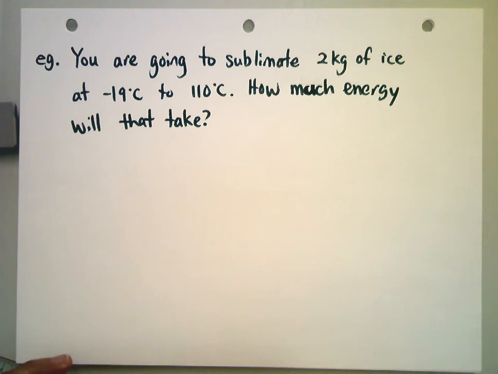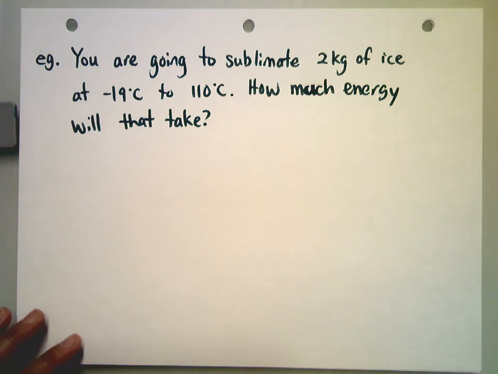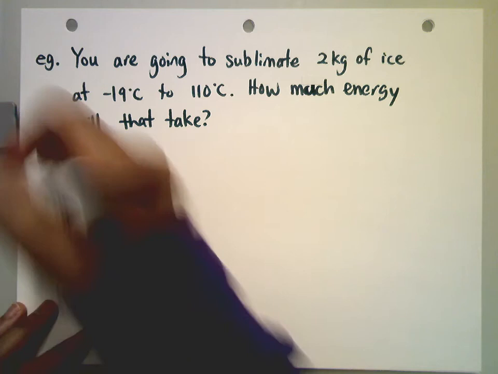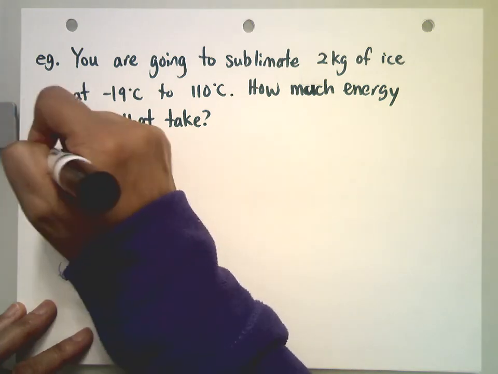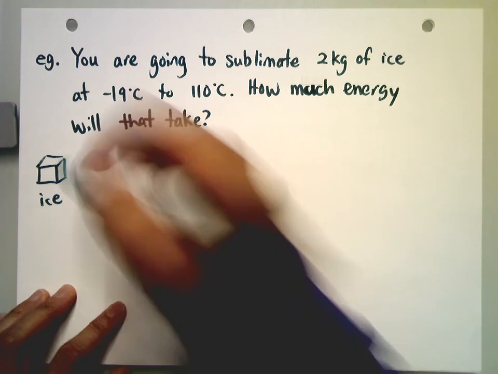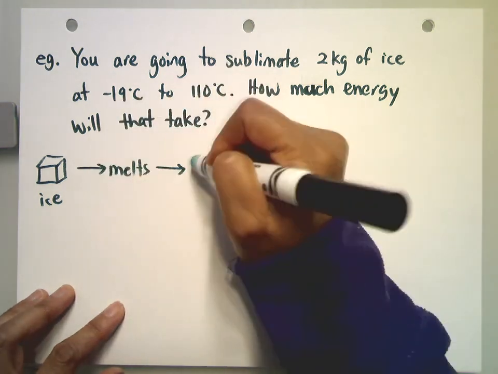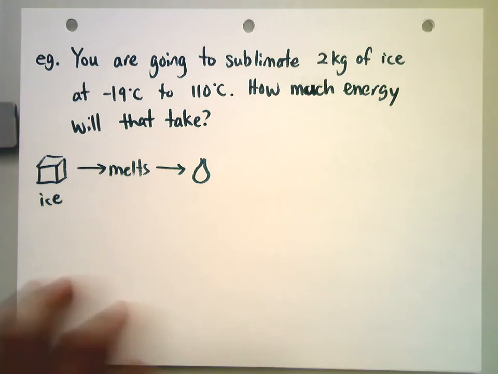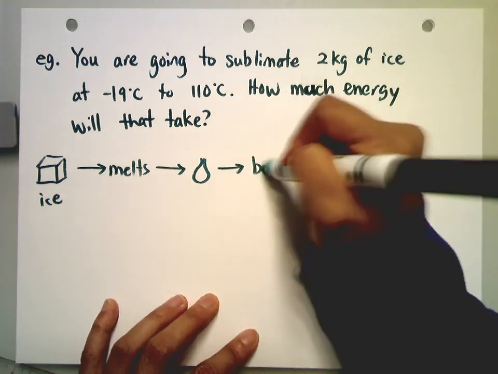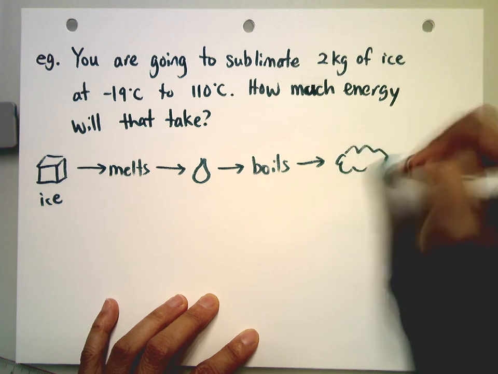First, I like to draw a picture so you can visualize what's going on, or you could do a graph like we've done up here, like over here. Same thing. Okay, let's actually draw a picture. So I have ice, and I have to warm it up, and then it melts, and then I have to warm up the water, and then it boils, and then I have to warm up the steam.